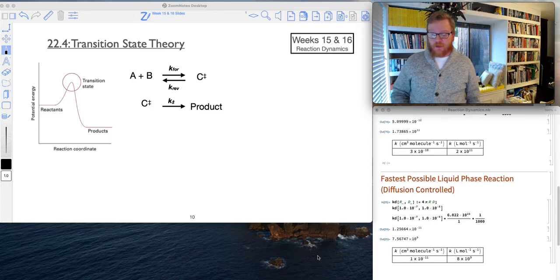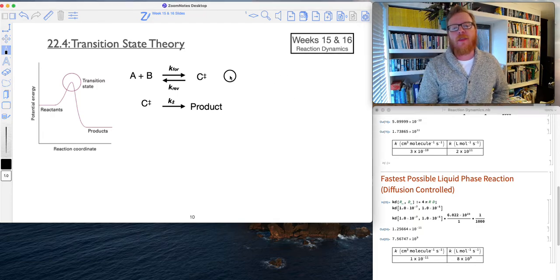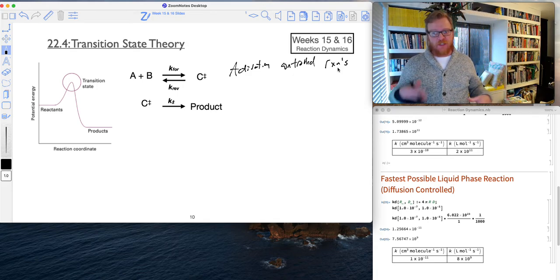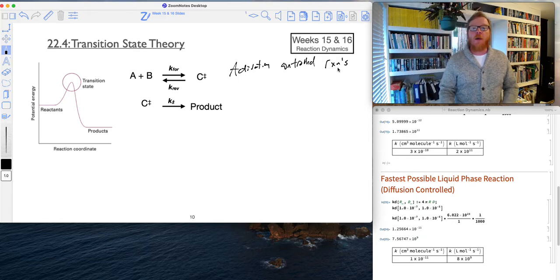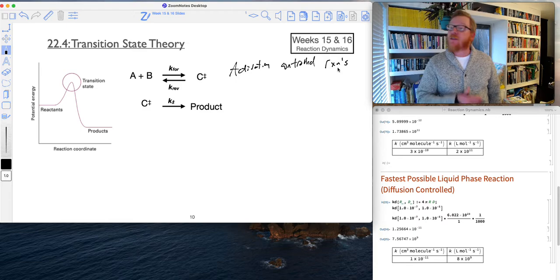to this transition state theory. And this is a theory that we can apply for really probing in more detail the activation controlled reactions. Okay, so I've been talking about both gas phase and liquid phase diffusion limited reactions, like our fastest possible reactions. But what happens if we don't have a fast reaction and we do have this activated complex or this transition state? Okay, and so we can apply this both to liquids and gases. Okay, and we'll see very similar results.